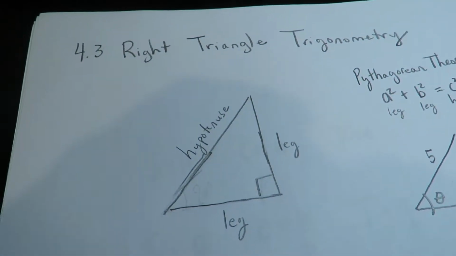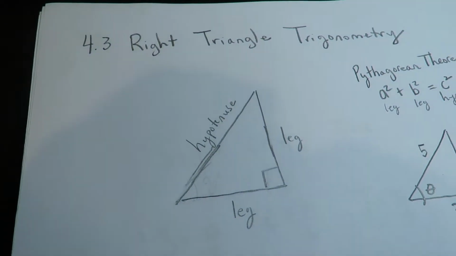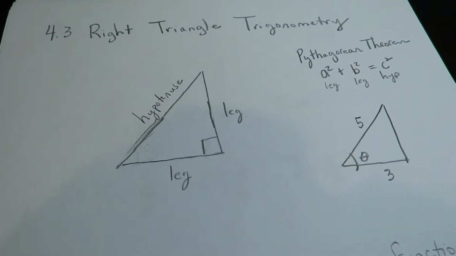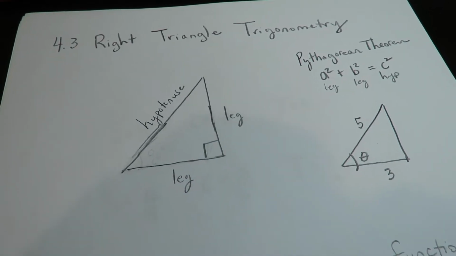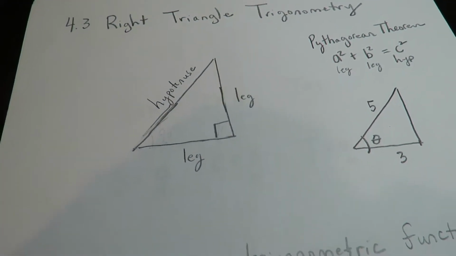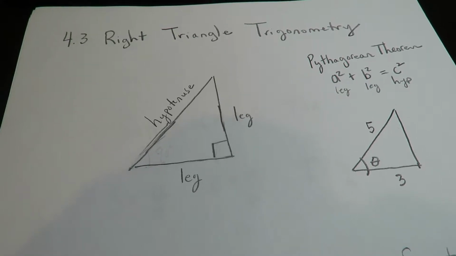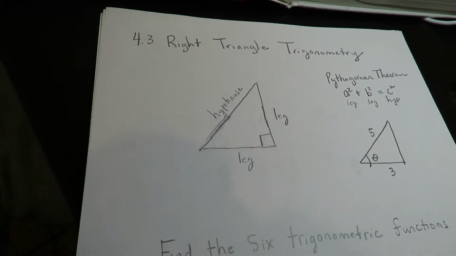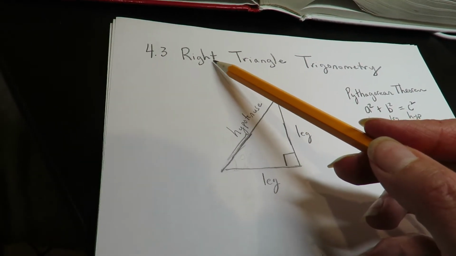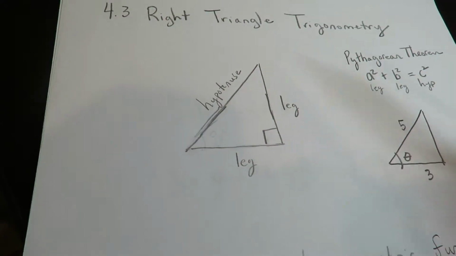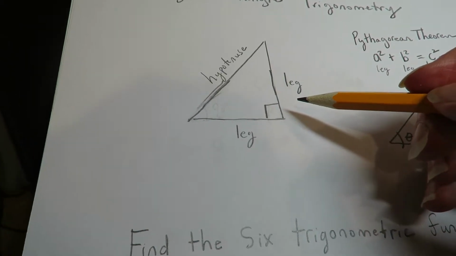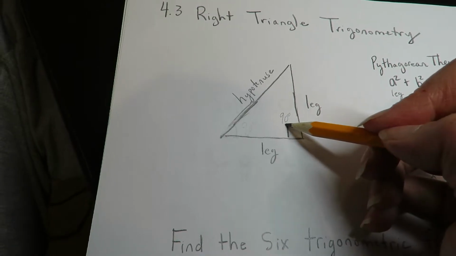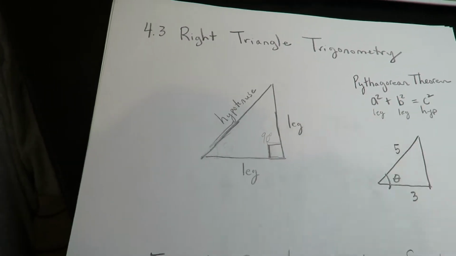Hi Pre-Calc, this is section 4.3 and this is right triangle trig. Unlike 4.1, which is rotational trig where you wrap around the circle, this section has a fixed triangle, and specifically these are all going to be right triangles. What a right triangle means is that one of your angles is going to be 90 degrees.